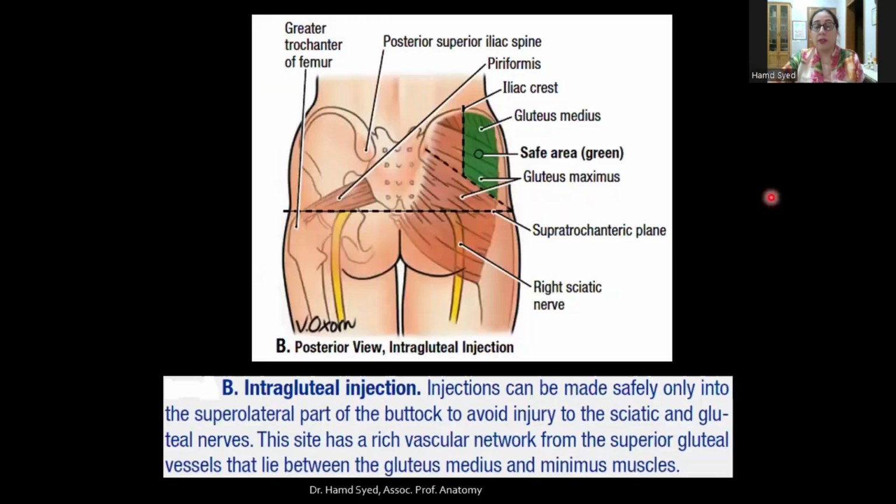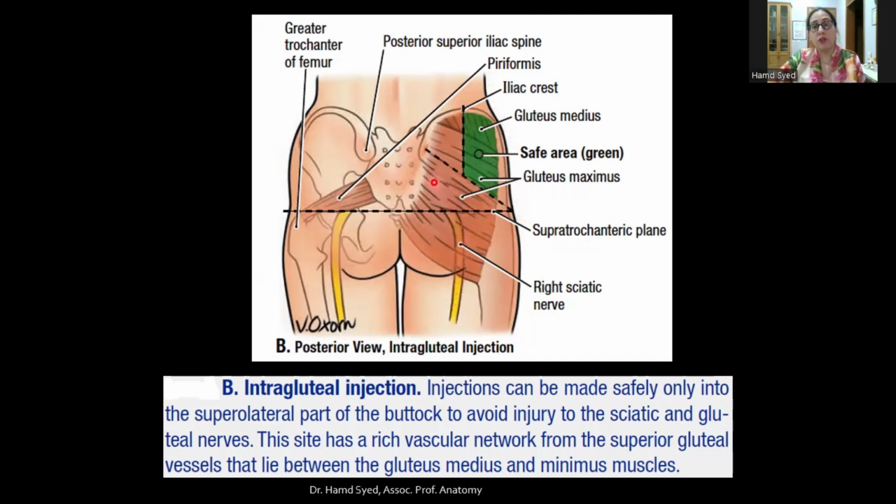Concerning the applied aspect, what you should know is the site of the intragluteal injection. So an intragluteal injection can be safely administered in a particular region of the gluteal aspect, and that is the supralateral quadrant, the upper and outer quadrant of the buttock. This is the area where an injection can be administered safely. So we want to avoid injury to the sciatic nerve and the gluteal nerves.